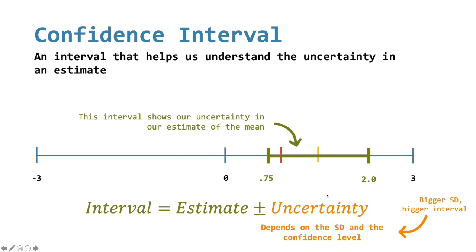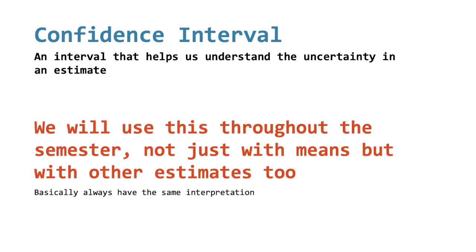The most important thing to understand with the confidence interval is what it means and why we use it. Again, it is an interval that helps us understand the uncertainty in an estimate. We're going to use this throughout the semester, not just with means, but with other estimates too. And it basically always has the same interpretation. We're always trying to describe where the true population value could be with the information that we have.